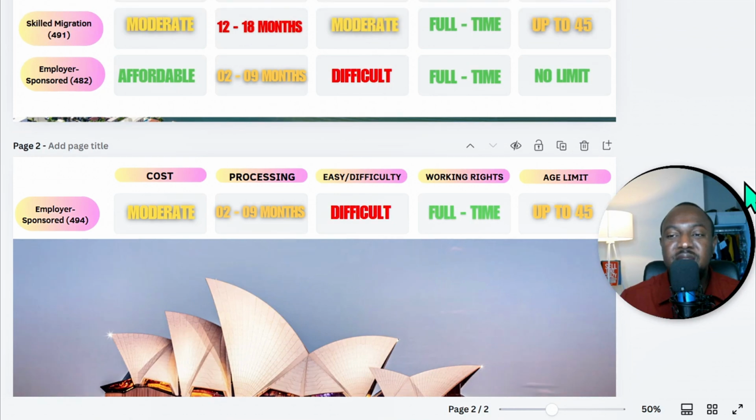Most will say, what is the difference between 494 and 482? They are mostly similar. 482 allows you to work anywhere in Australia. 494, you have to stick to a regional area. And the advantage of a 494 over 482 is with 494, once you work for the employer for up to 3 years, you'll be able to transition to visa subclass 191, which is the permanent residency visa.